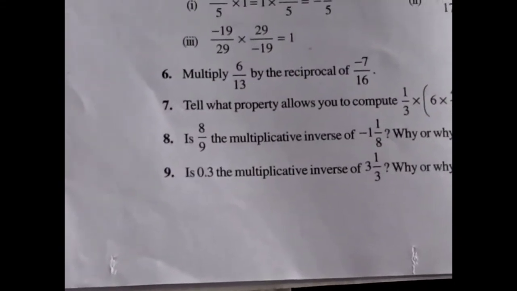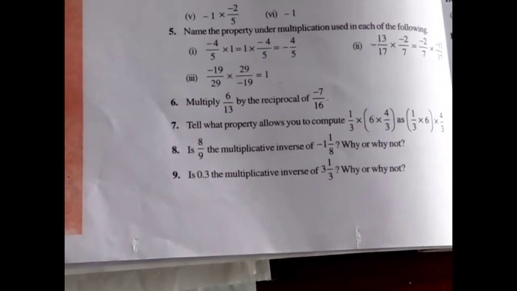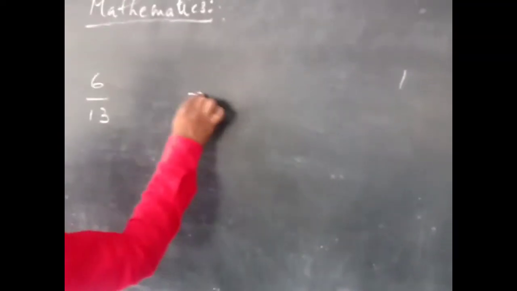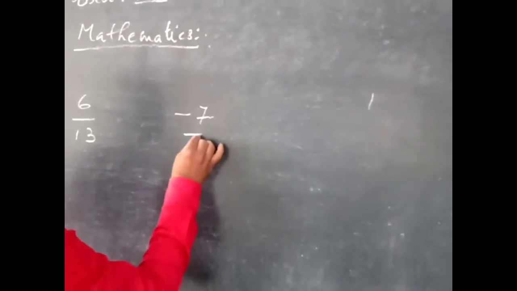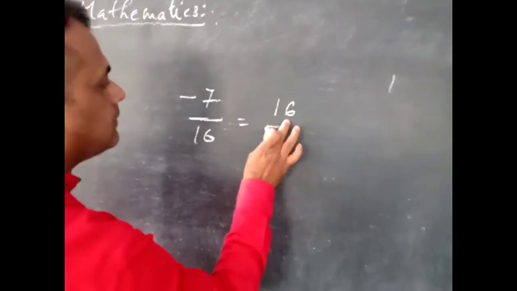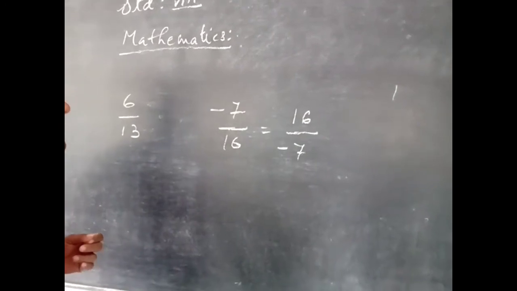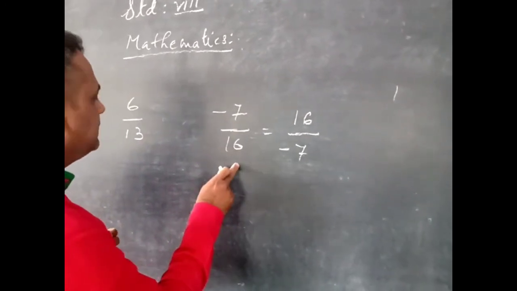Multiply 6 upon 13 by the reciprocal of minus 7 upon 16. Which number do we have to multiply over here? 6 upon 13, by which? The reciprocal of minus 7 upon 16. Now tell me, what is the reciprocal of minus 7 upon 16? 16 upon minus 7, right? It's the reciprocal of minus 7 upon 16.